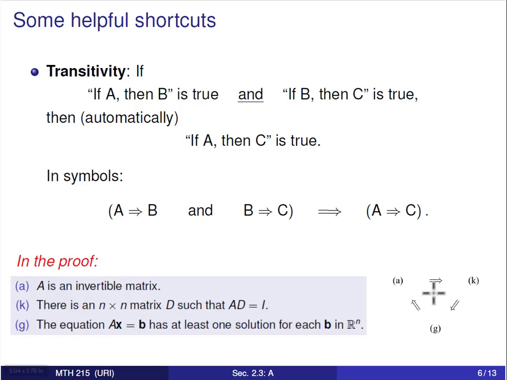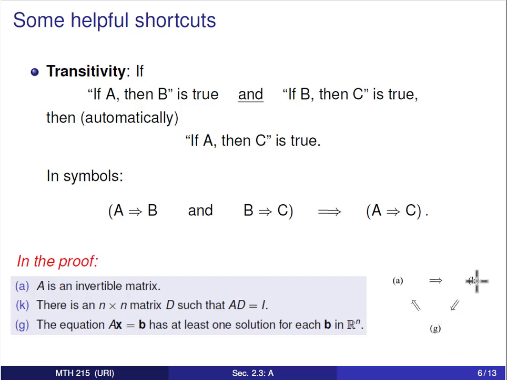And then K implies statement G, that the equation Ax = b has at least one solution for each b in Rn. And then G implies A is also shown there. Now what this means, because we have this transitivity rule, if A implies K and K implies G, if A is true, then we know that K is true. And if K is true, then we know that G is true. So it would also be true to say that if A is true, then G is automatically true.